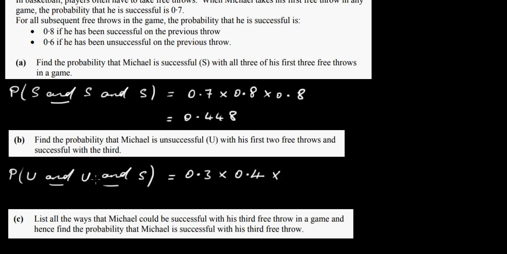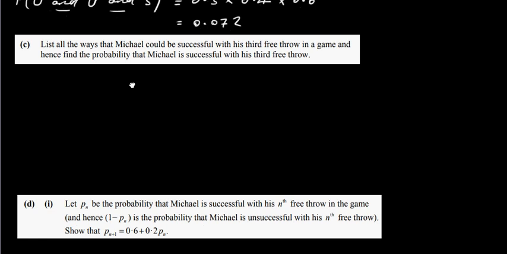Multiply that again. Now he was unsuccessful here, now we want him to be successful, so the probability that he is successful after being unsuccessful is 0.6. So we multiply by 0.6 here. When you multiply those 3 out, you get 0.072. So that's the probability that Michael will be unsuccessful and unsuccessful and then successful.